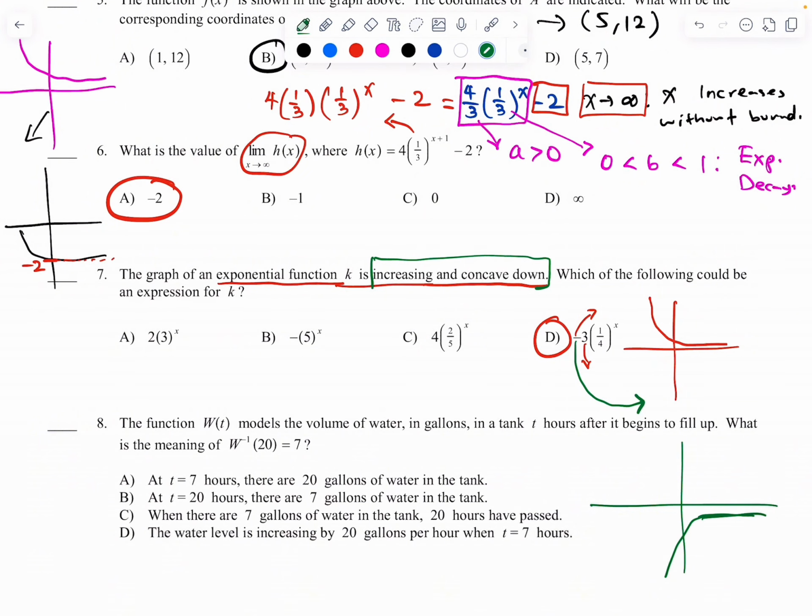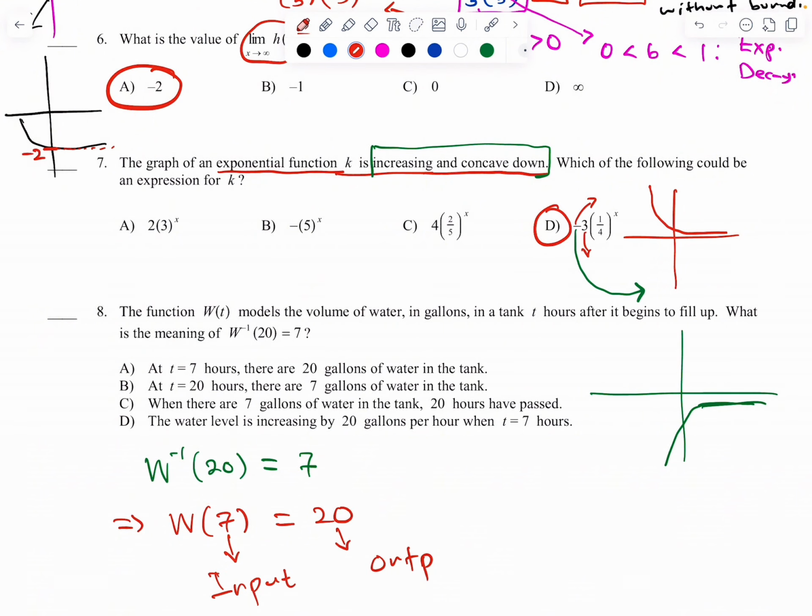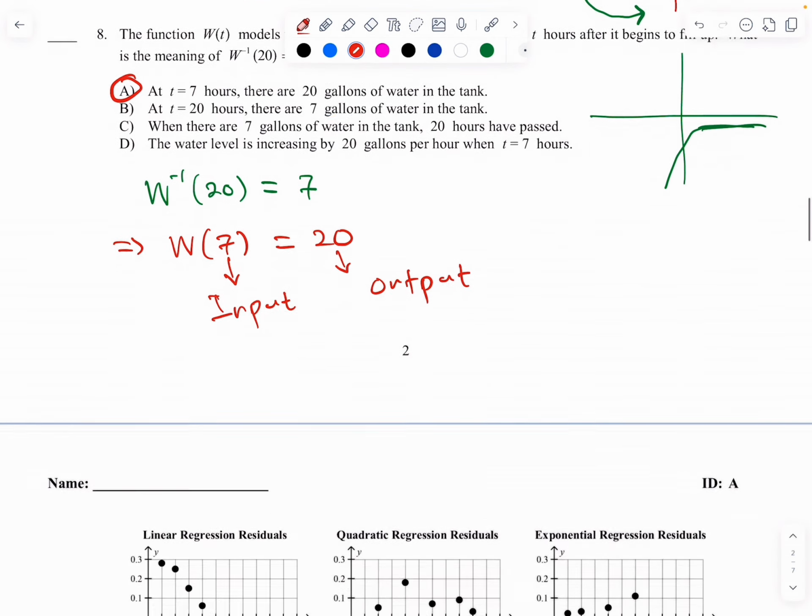Now let's move to question 8. For question 8, we have the inverse of negative 20 is equal to 7, which means the function evaluated at 7 will be equal to 20. If you look at the answer choices, this 7 is my input and this is my output. So 7 means I will have 7 hours and 20 gallons. Which one says that? Of course, the answer to this question will be option A.